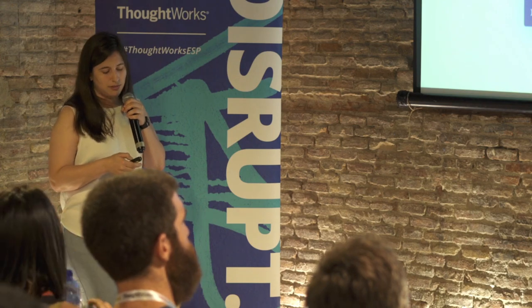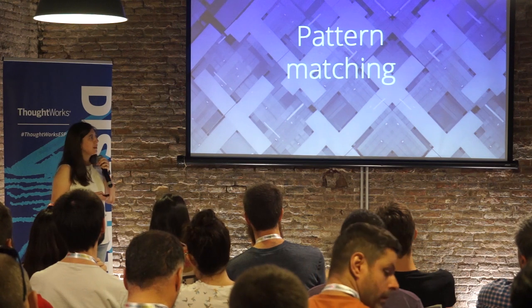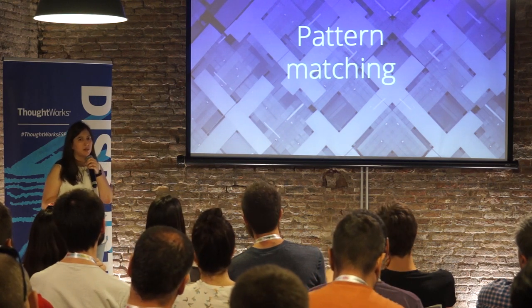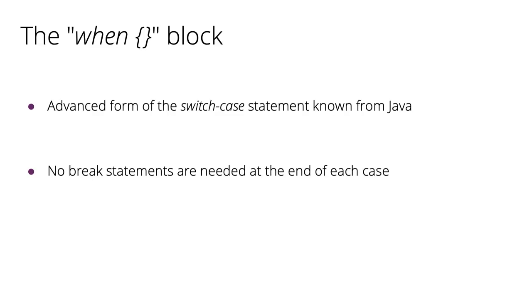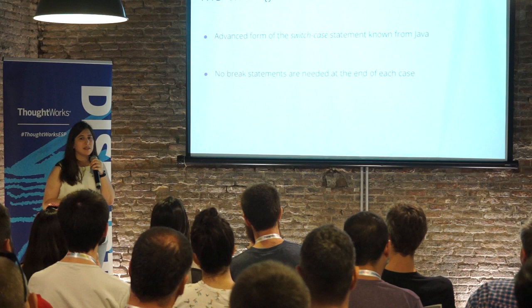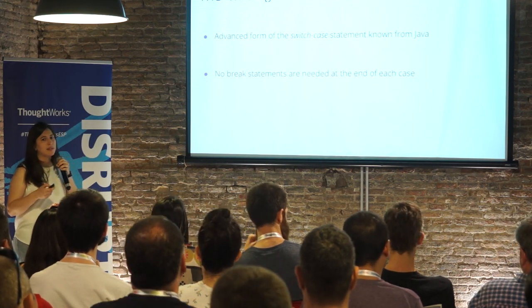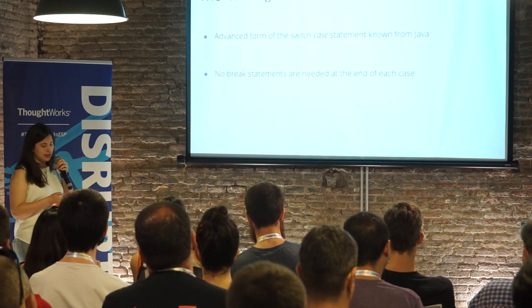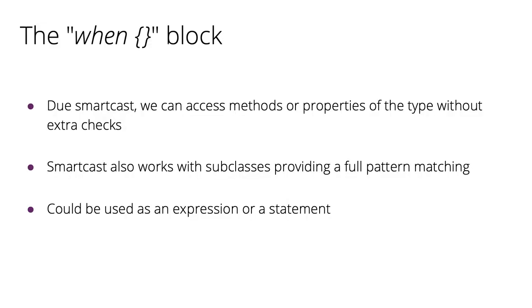Like it's really simple. Pattern matching is the biggest thing in Kotlin because it's going to be used in everything, as we are going to see. The pattern matching in Kotlin is used with the when block, and it's like a switch case in Java, but with more benefits. We don't need to put break statements, and we can do a lot of things that we cannot do in Java. We can do a smartcast.